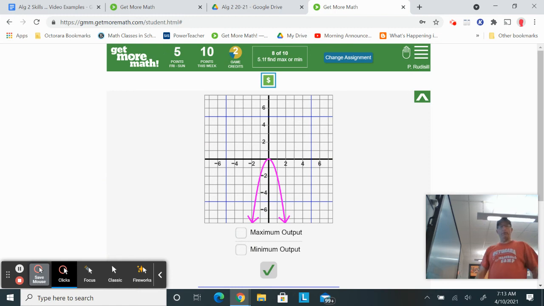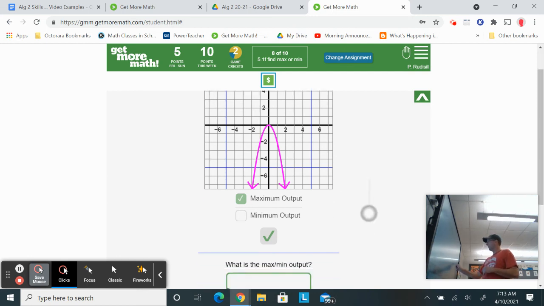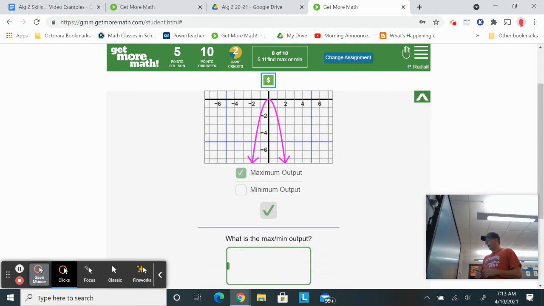Now we got one that opens down. Vertex is at the top. So there are no y values up here that are positive. So that would be the maximum. And what's the maximum value in this example? It's a 0. Which in the last example we did, that was the minimum value. Now 0 is the maximum output value.